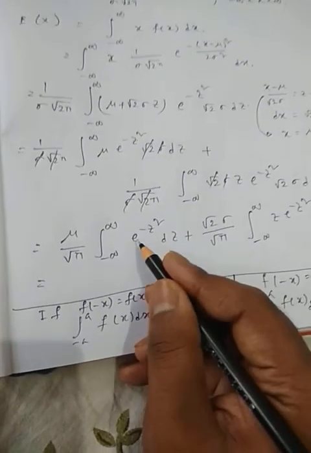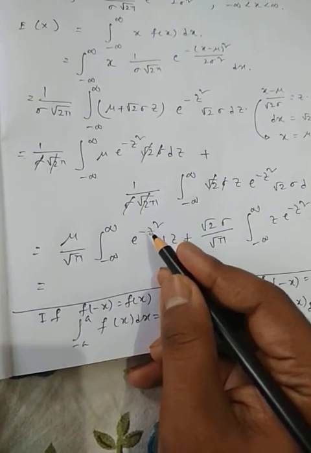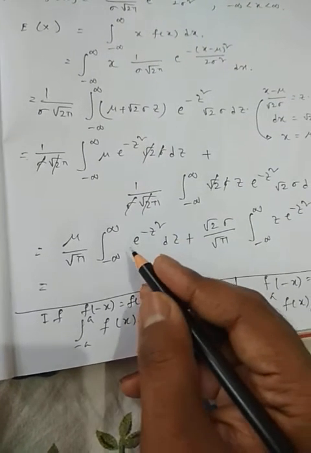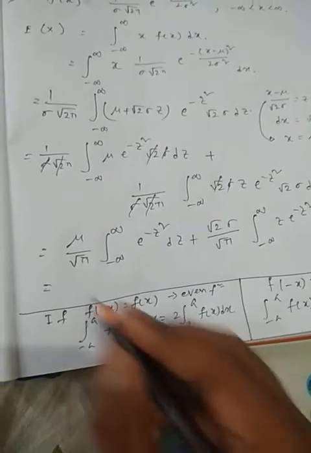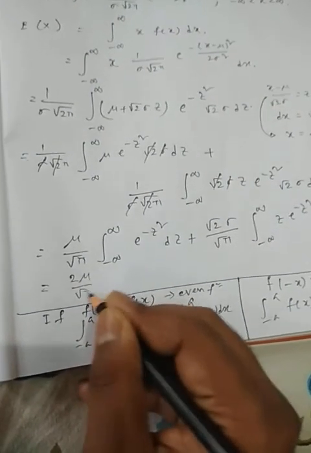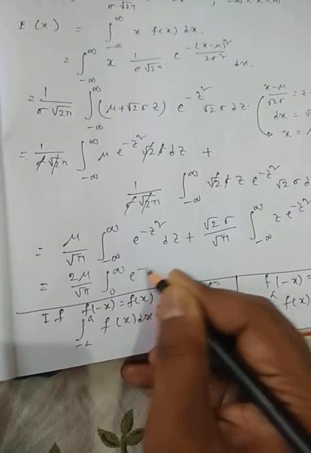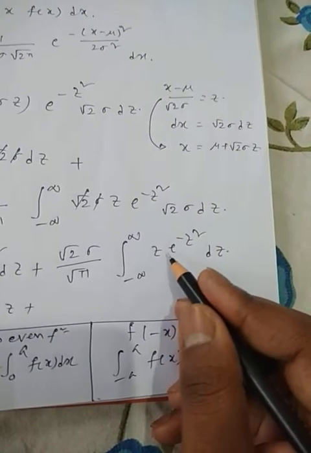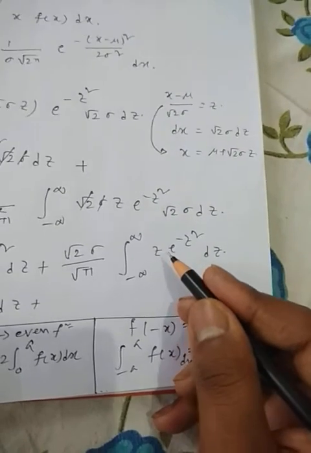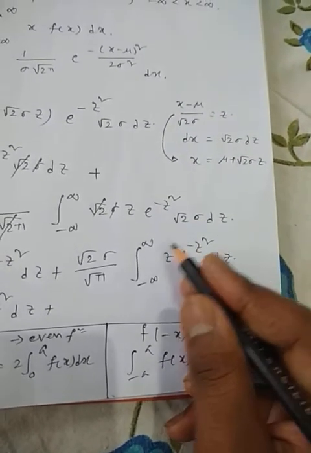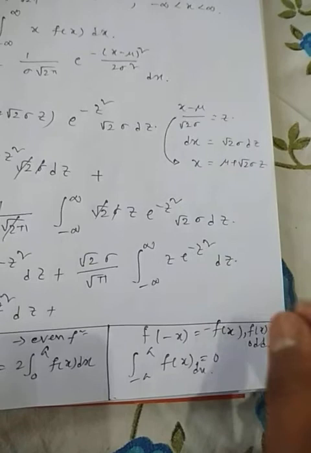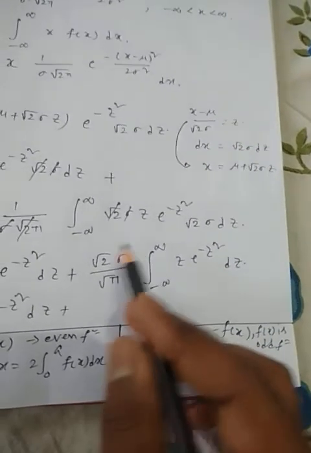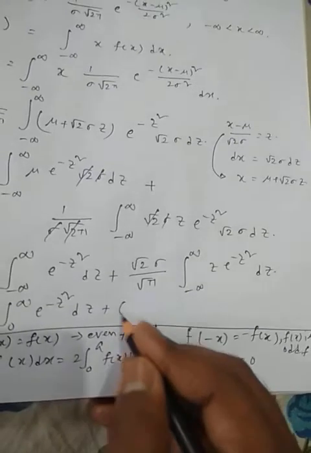See that e to the power minus z square is an even function, because if we put minus z in place of z, the function remains the same. So we can apply this, and that will be 2 mu by root pi, integration 0 to infinity of e to the power minus z square dz, plus. Now this is an odd function, because if we put minus z in place of z, then we get the same function with a minus sign. So the value of this integration will be 0.